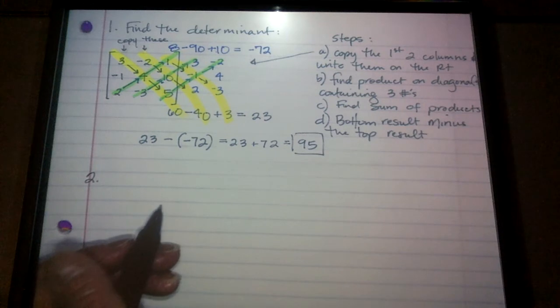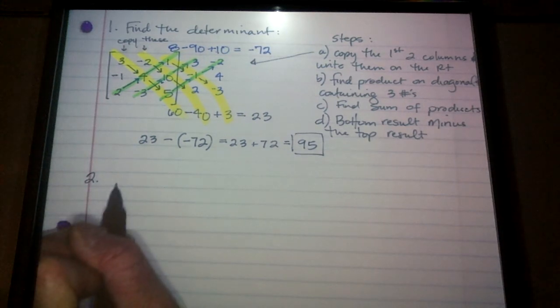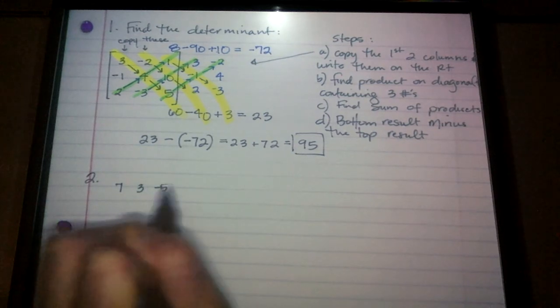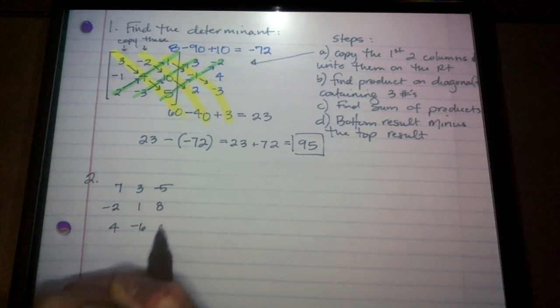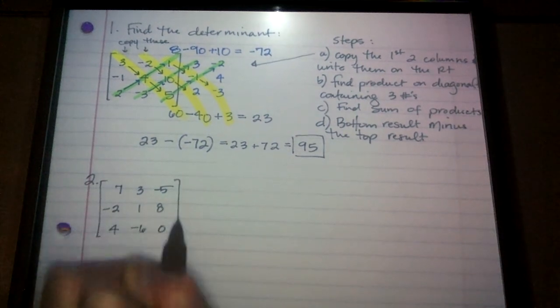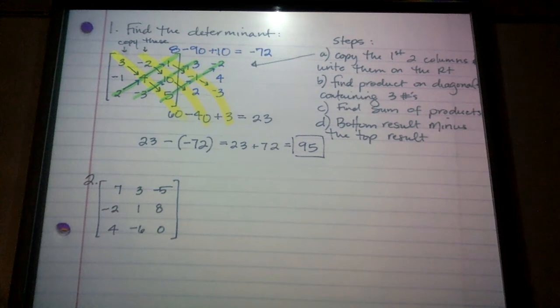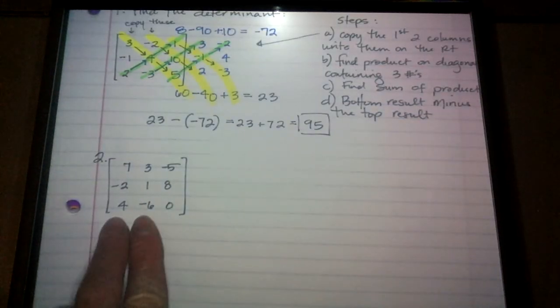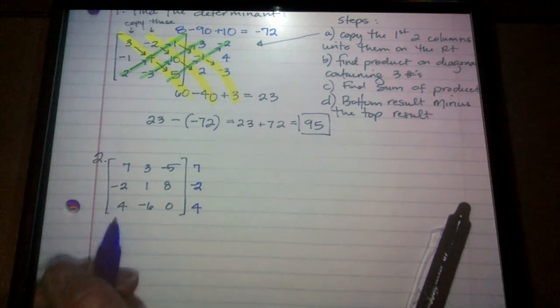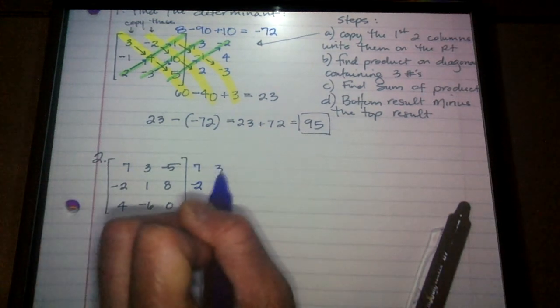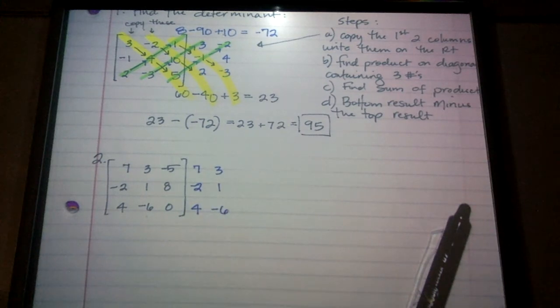Using our steps, doing it just the way we did the first one. So here I'm going to write my rows 7, 3, -5, -2, 1, 8, 4, -6, and 0. Okay, so here we go. Remember, the first thing we're going to do is copy the first two columns. So I'm copying 7, -2, and 4. Next column, remember columns are up, down, 3, 1, -6. Now for those of you who are like, oh, this looks hard and you just passed it, yeah, that's not going to help your grade. Watch the video, pause it, slow it down, rewind it, keep doing it till you've got it.